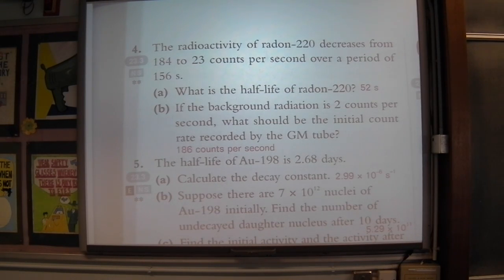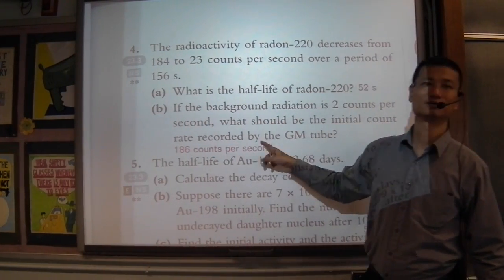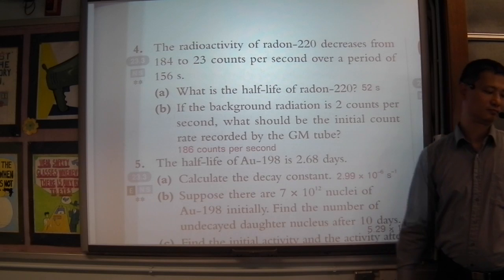Whichever unit you use, as long as the question uses the same unit consistently, it will be correct. You could use days, years or centuries. Now B, if the background radiation is 2 counts per second, what should be the initial count rate recorded by the GM tube? So it should be 186. Okay?